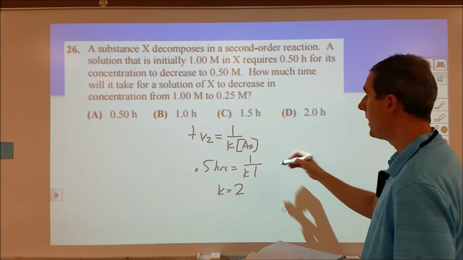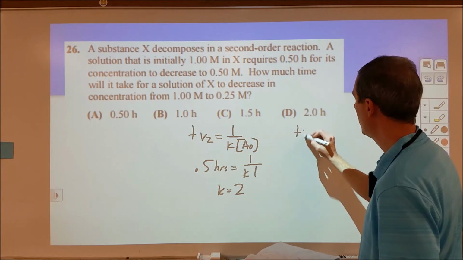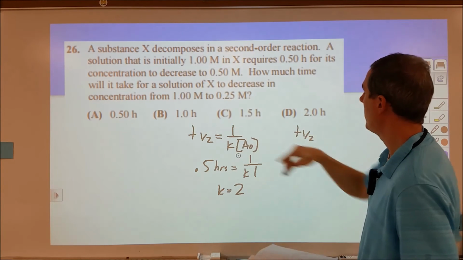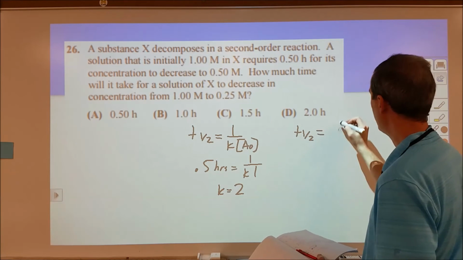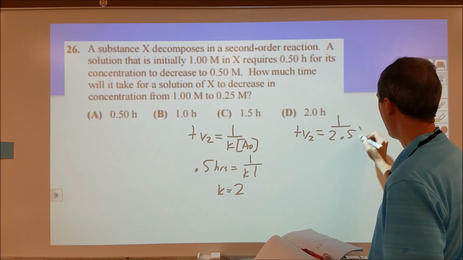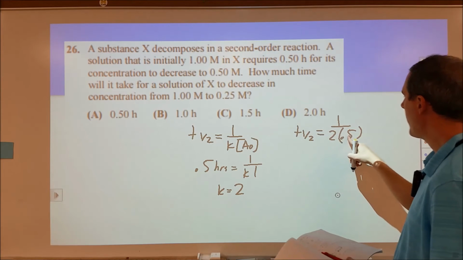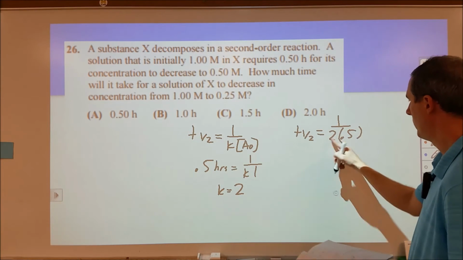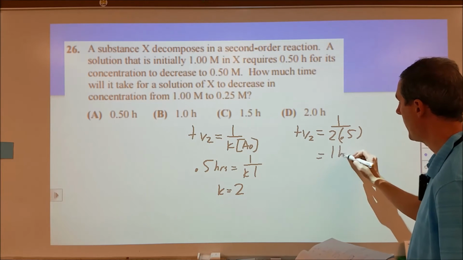And then what we can do is say, okay, well we get our first half-life, and that takes us down to 0.5 molar. Now we need to cut it in half one more time. We need a second half-life. So now we've got 1/2 times the initial concentration of 0.5. So our new half-life is 1 over 2 times 0.5, which is 1. So our new half-life is 1 hour.